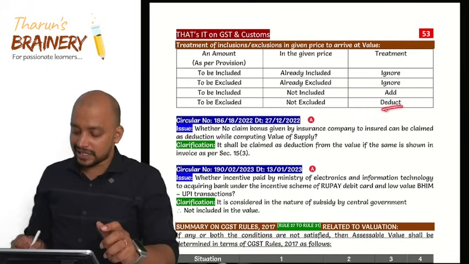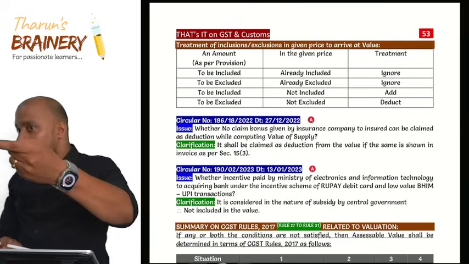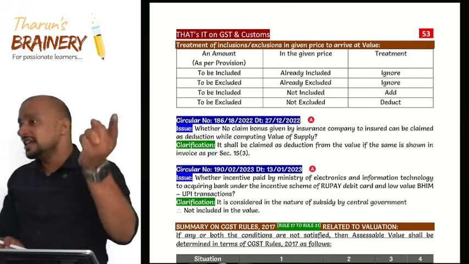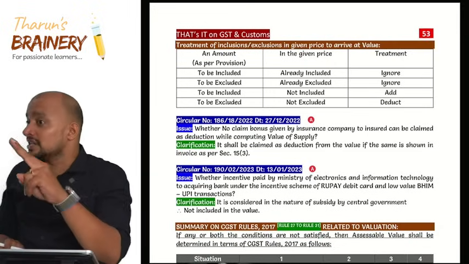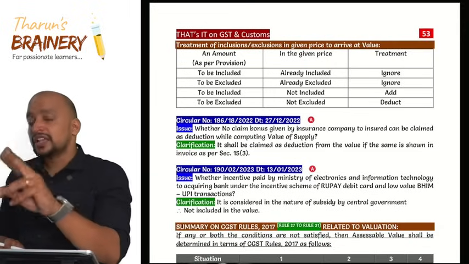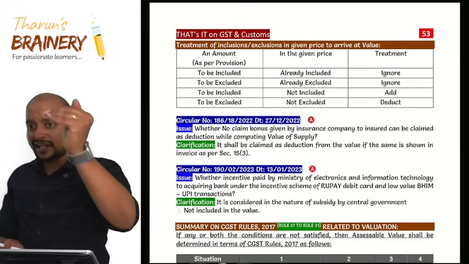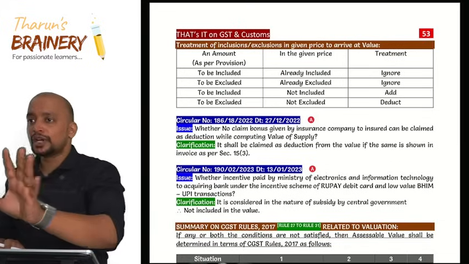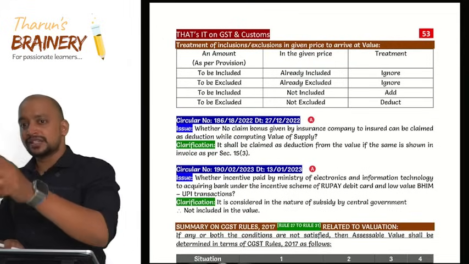So that is this. Clear? Four treatments. An amount is to be included, in the given price it is already included: ignore. An amount is to be excluded, it is already excluded: ignore. If they have not done that, you do the treatment. An amount is to be included, in the given price it is not included: you need to add. An amount is to be excluded, in the given price it is not excluded.